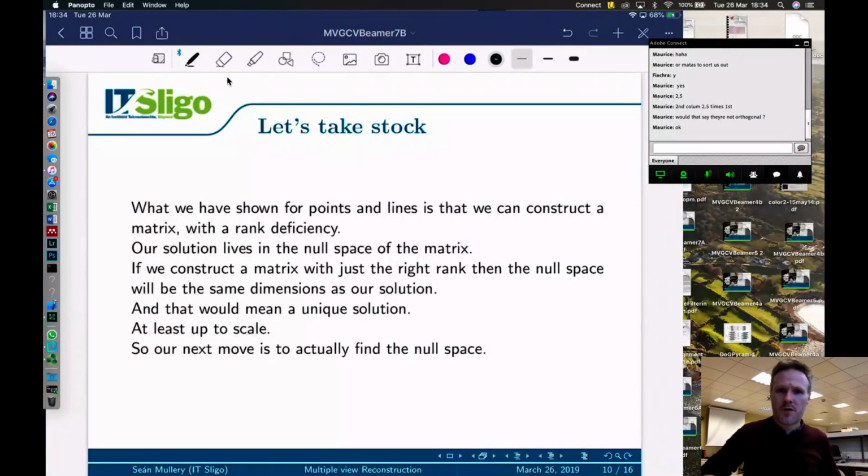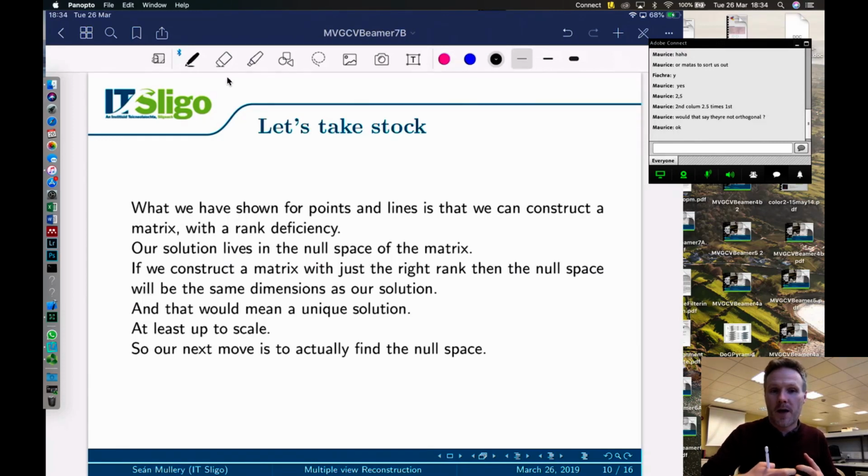So let's take stock here. What we've shown for points and lines is that we can construct a matrix with a rank deficiency. Okay, our solution lives in the null space of the matrix. So again, we find this idea that the null space is important. If we construct a matrix with just the right rank, then the null space will be in the same dimensions as our solution.